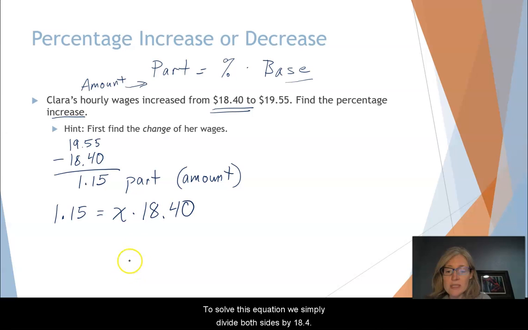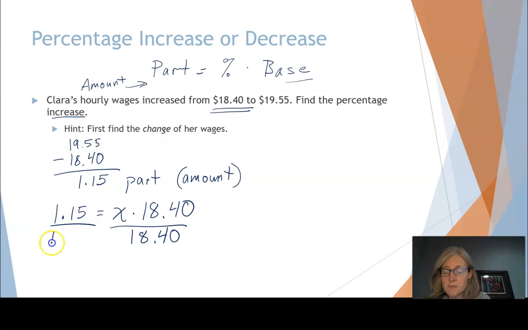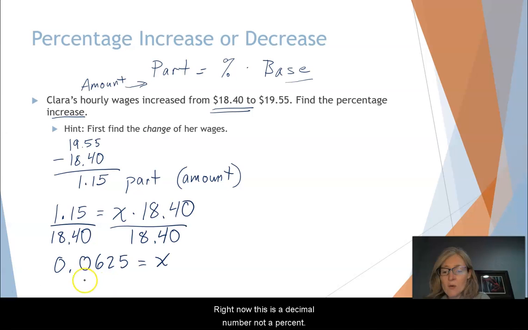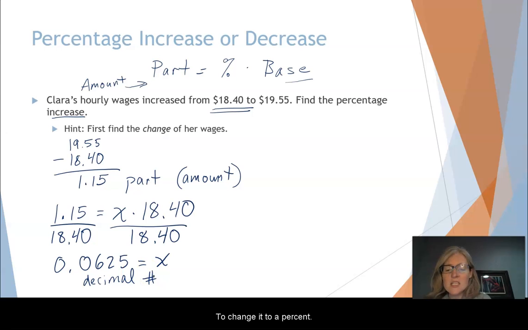To solve this equation, we simply divide both sides by 18.4, and we end up with the decimal 0.0625 equals x. Right now, this is a decimal number, not a percent. To change it to a percent, since percent is per 100, we move our decimal point over 2 places. Our final answer is Clara's wage increased 6.25%.